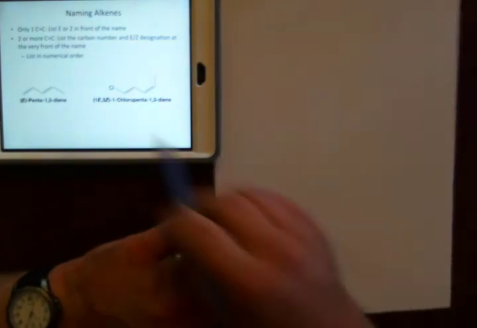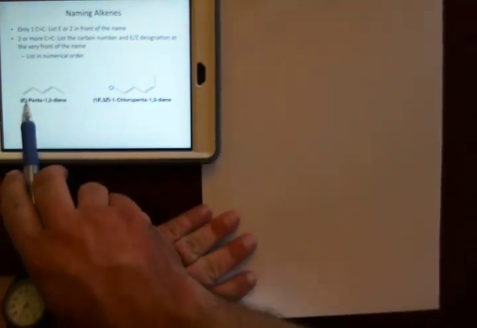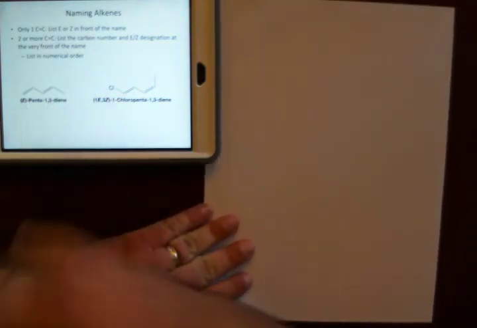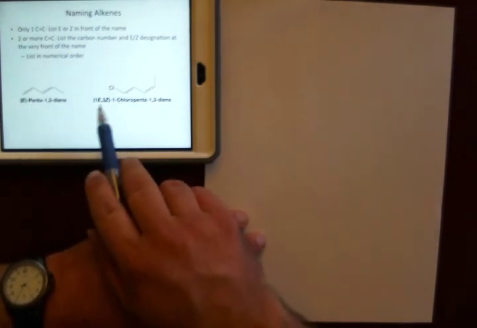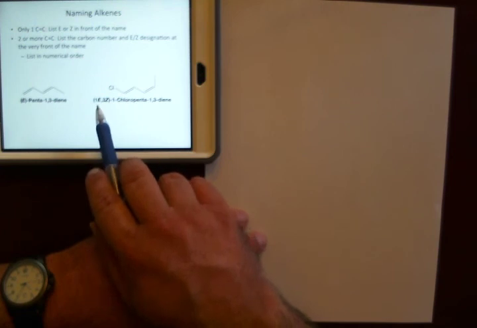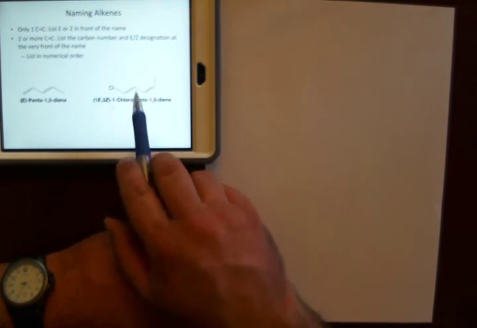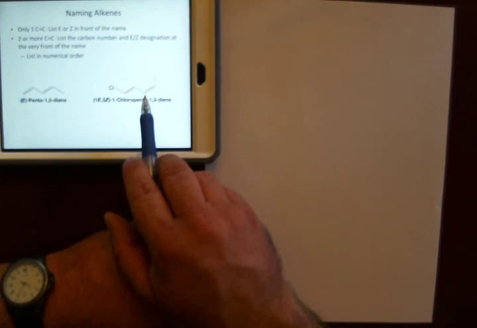Now again, with the naming, it's going to be very similar to how you would do it with the R and the S. If you only have to list one E or Z, you just put it out front. You don't have to worry about it. If there's more than one, you have to tell where those are. Like at the 1 position, it's in the E configuration. If it goes 1, 2, 3, 4, 5, at the 3 position, it's going into the Z configuration.